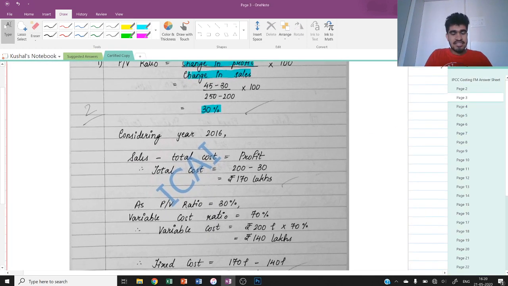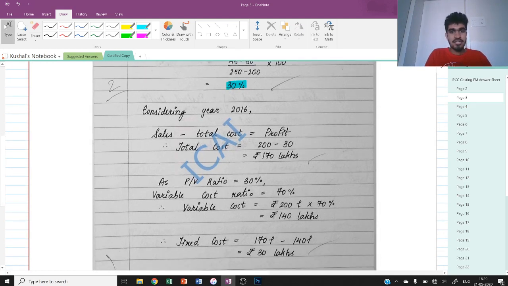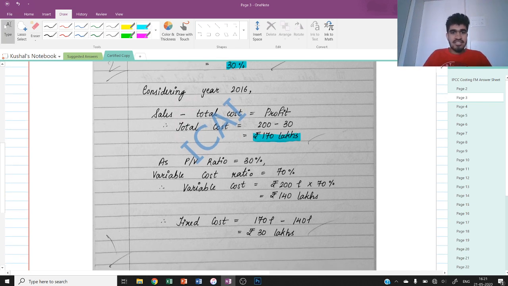Considering year 2016, sales minus total cost is what? Profit. Thus, the total cost is what? Sales minus profit, which is 200 minus 30, that is 170 lakhs. The PV ratio in the question is given as 30%. Since the profit volume ratio is 30%, we can imply that the variable cost ratio is 70%. Why? Because the contribution sales ratio is what? Contribution upon sales into 100. If that is 30%, it clearly means that your contribution is 30% of your sales, which implies that your variable cost is 70% of your sales.